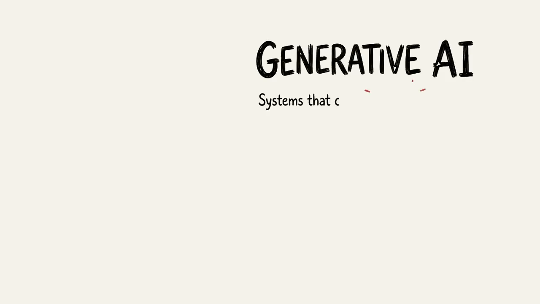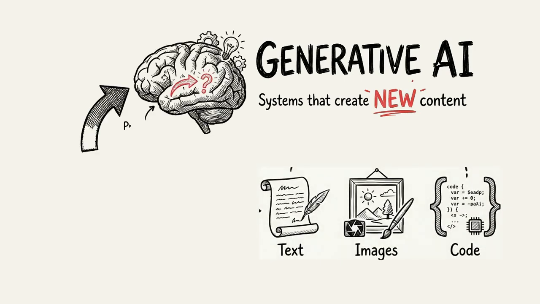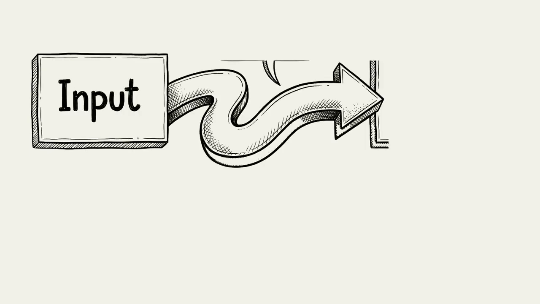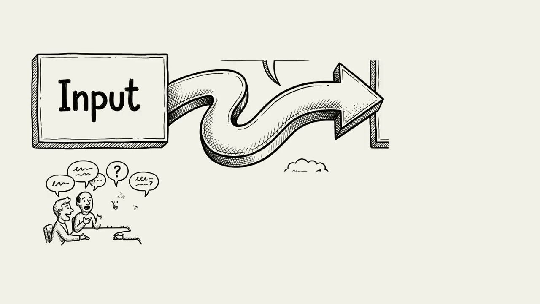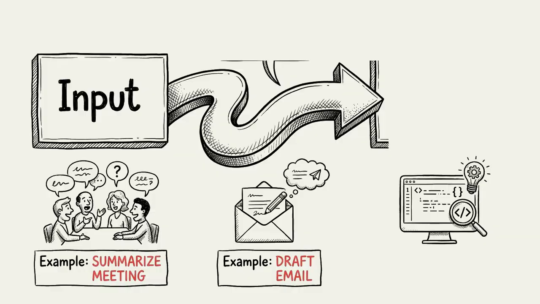Generative AI refers to systems that can create new content, like text, images, or code, based on patterns they've learned from large data sets. You give it an input, and it generates an output. For example, you might ask it to summarize a meeting, draft an email, or generate a code snippet.